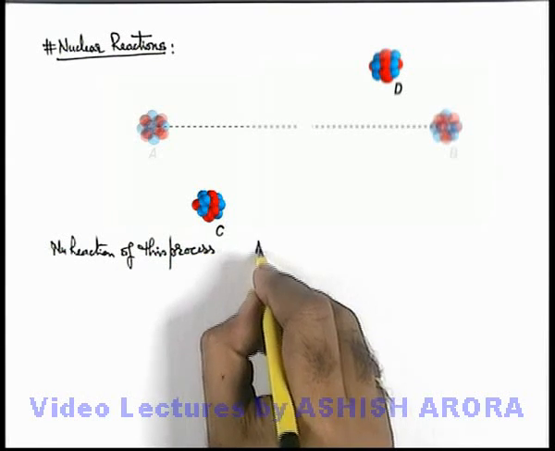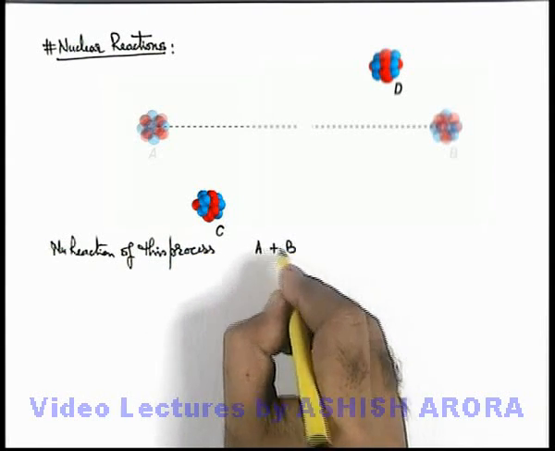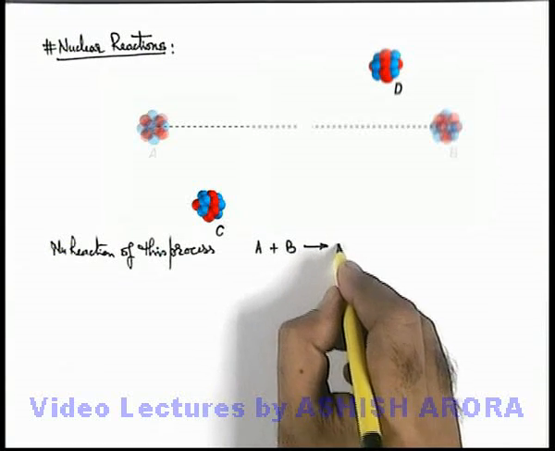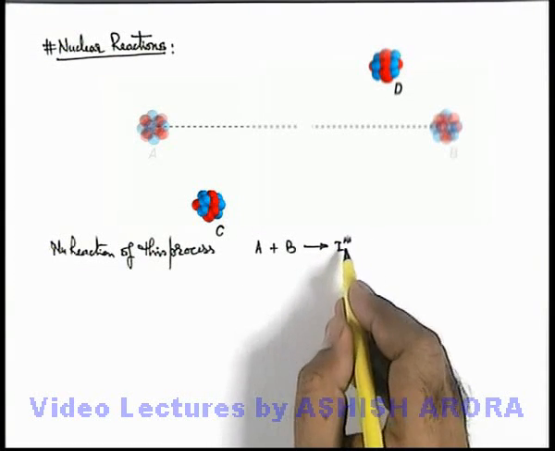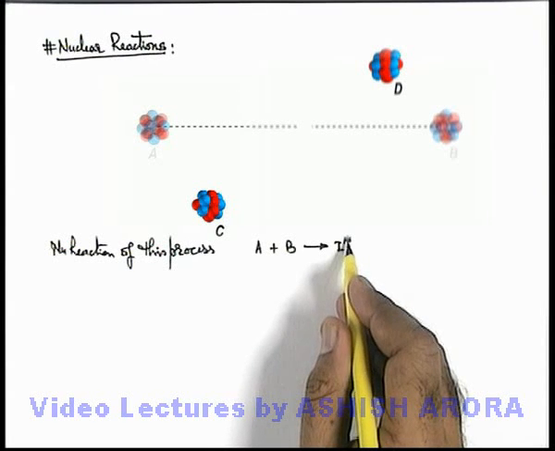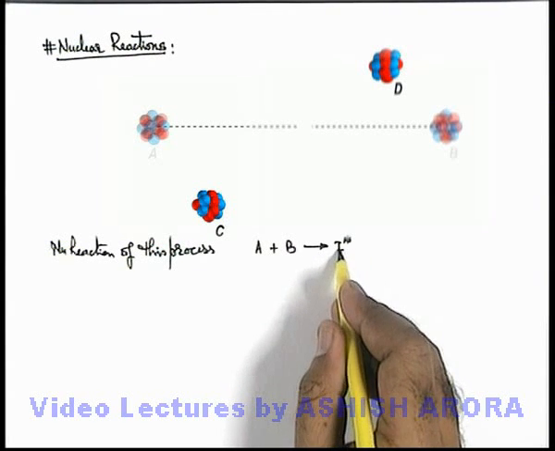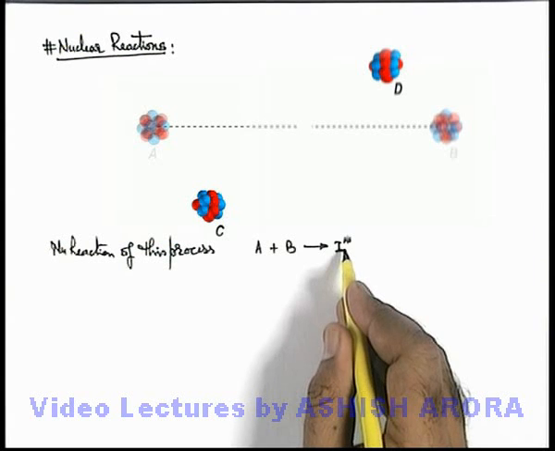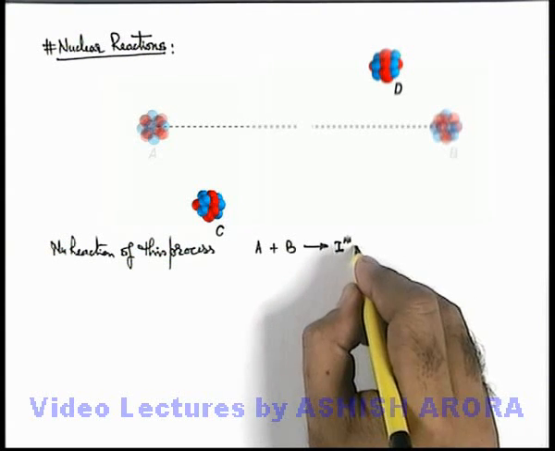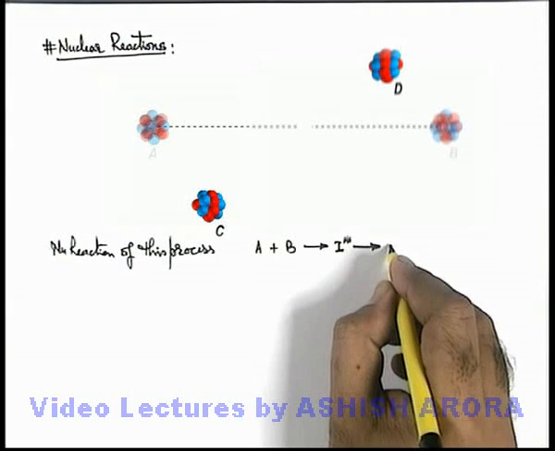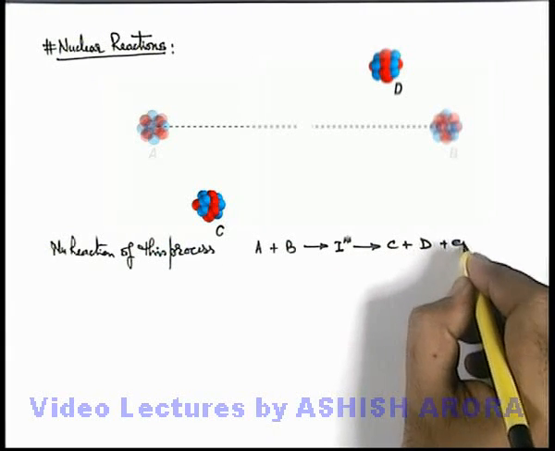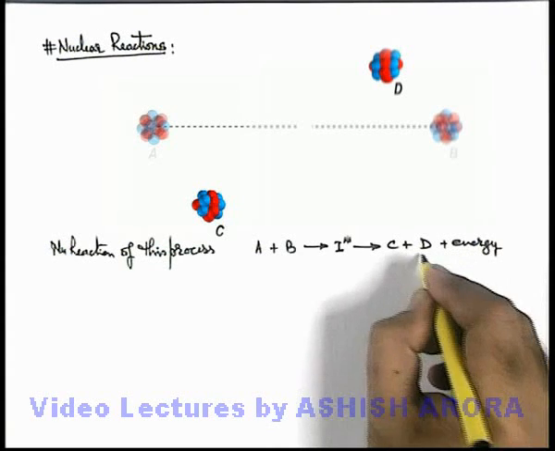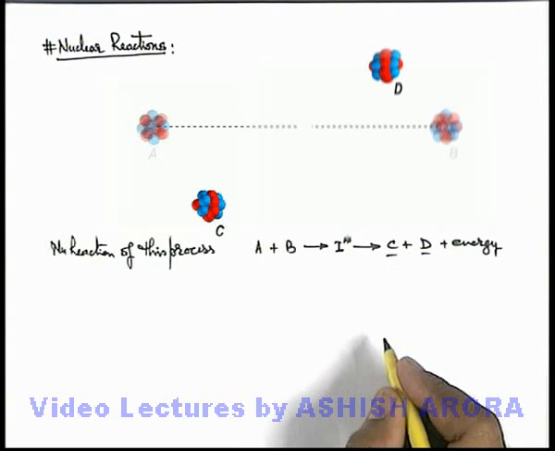here we can write that nuclei A and B combine with each other and produce an intermediate nucleus. Here the star symbol denotes the excess energy in this nucleus, which is considered to be the excited state of the nucleus, which is not stable, and it further disintegrates into two nuclei C and D and releases the excess energy in the form of kinetic energy of the particles C and D.